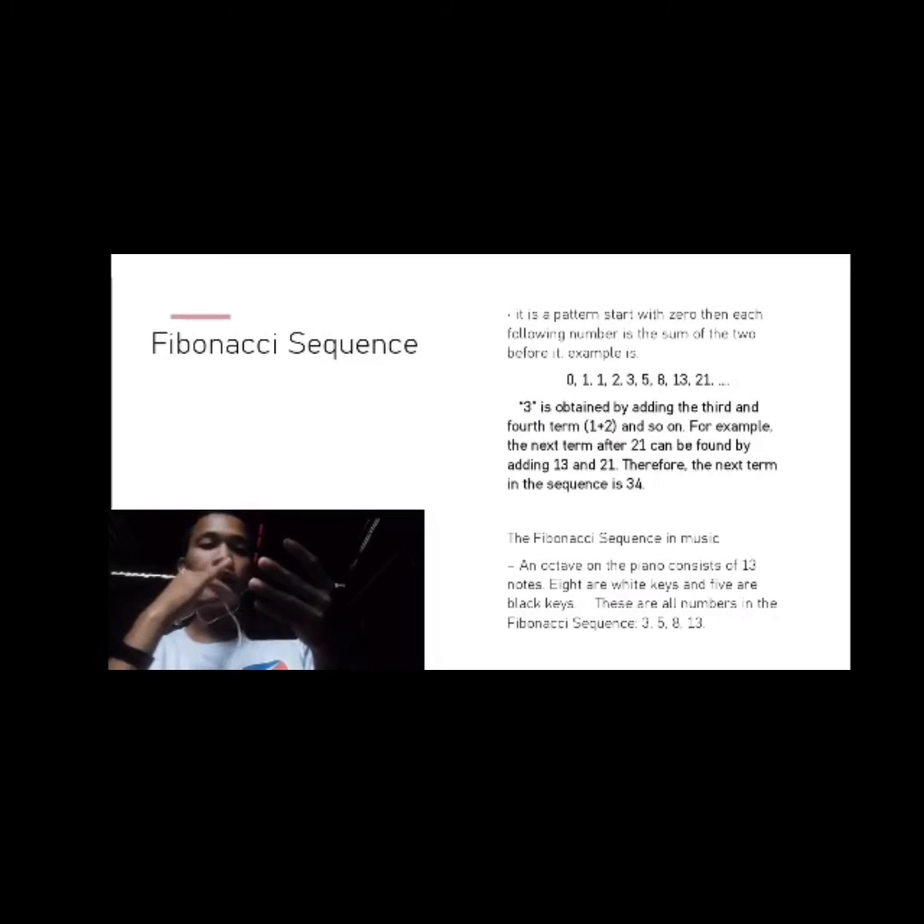For example, the next term after 21 can be found by adding 13 and 21. Therefore, the next term in the sequence is 34. The Fibonacci sequence in music: an octave on the piano consists of 13 notes. 8 are white keys and 5 are black keys. These are all numbers in the Fibonacci sequence: 3, 5, 8, and 13.